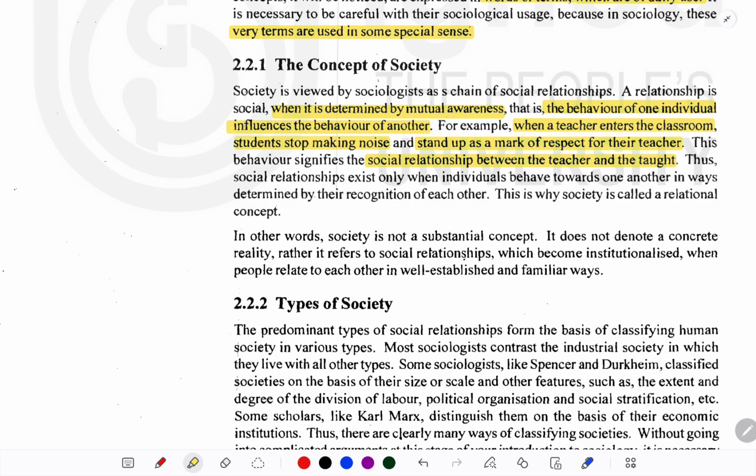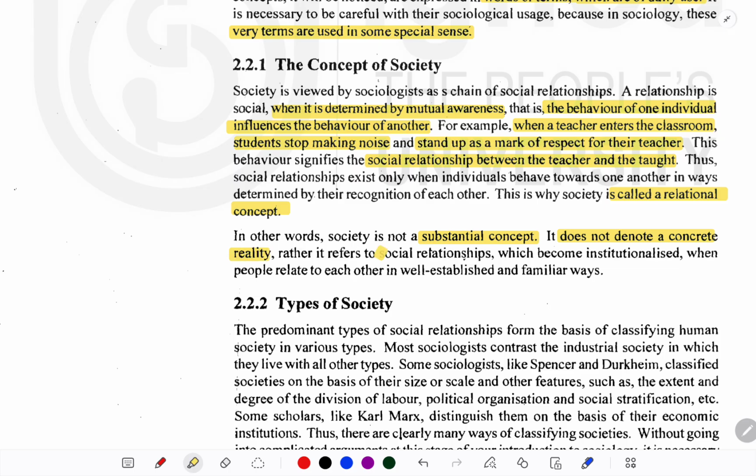Thus, social relationships exist only when individuals behave towards one another in ways determined by the recognition of each other. This is why society is called a relational concept. In other words, society is not a substantial concept. It does not denote a concrete reality.